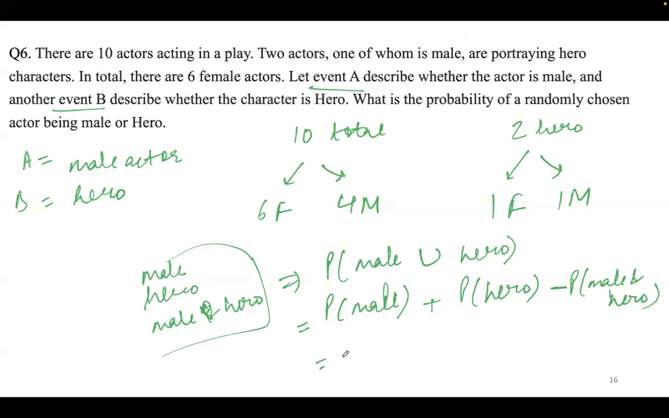Fine. So can you help me fill in these values? Probability of male, that's 4 out of 10, right? Probability of hero, so that's 2 out of 10. And male and hero, that's just 1 out of 10. So everything is out of 10, right? So now that is 5 by 10. Now that's 1 by 2. Cool. Okay. So it's not a difficult question. Again, simple union intersection, but it can appear a little complicated.